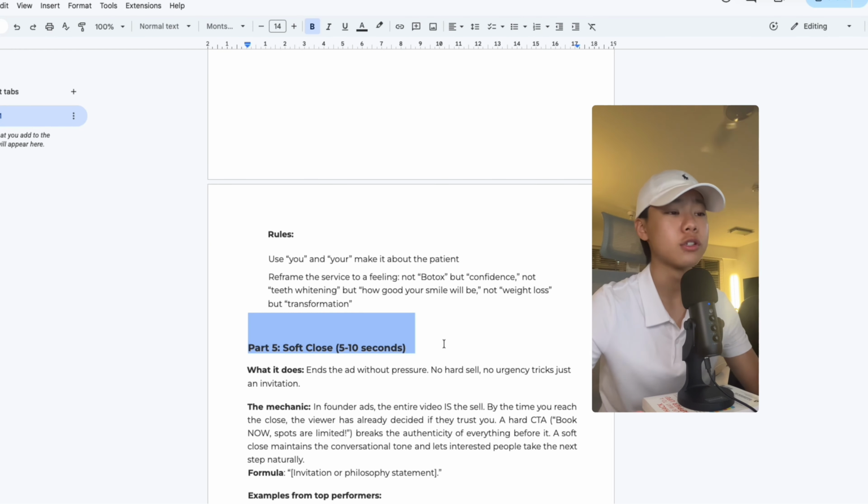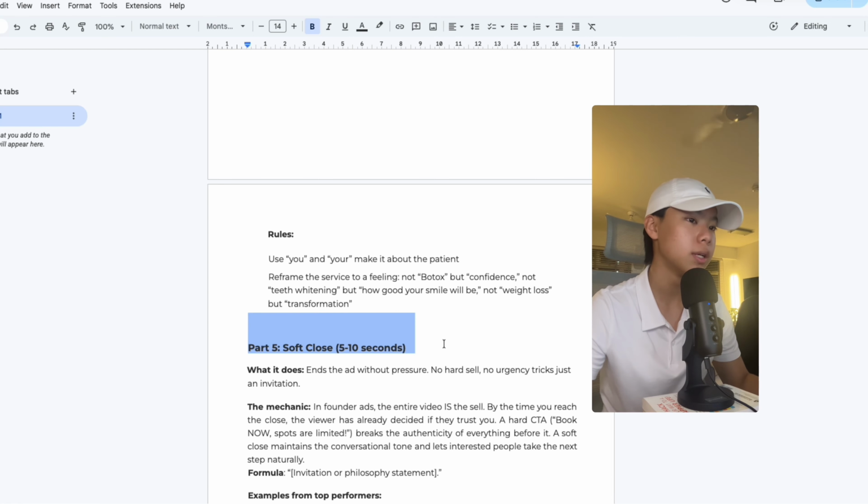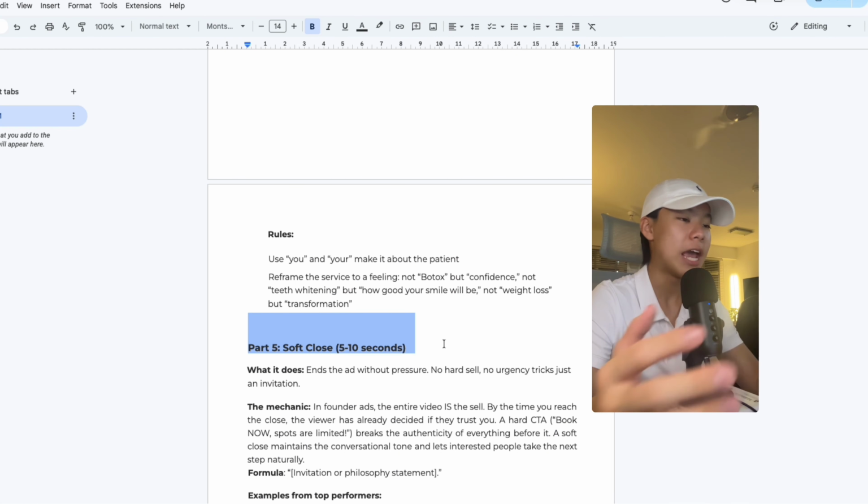Okay, part 5, a soft close of 5 to 10 seconds duration as well. So what it does is basically end the ad without any pressure. There's no hard selling, there's no urgency tricks, right? It's just an invitation for them to come in as a patient, right?